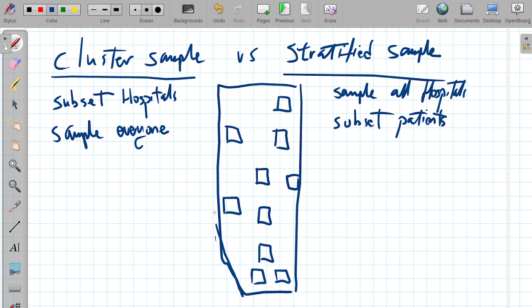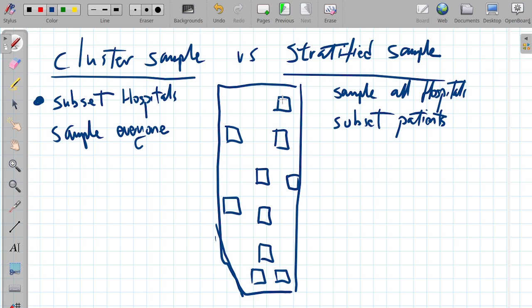It's not fully representative. I've left a couple of communities out, but it can make these pictures too much. So the difference between cluster sampling and stratified sampling is where the randomization occurs. In cluster sampling, we're going to randomly select a subset of the hospitals.